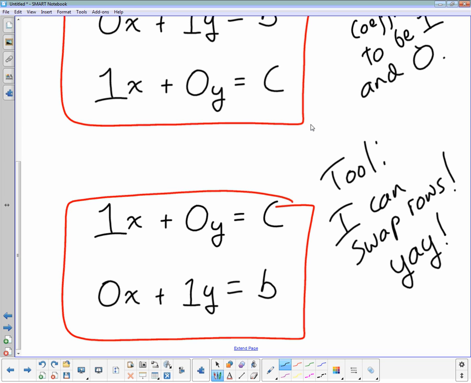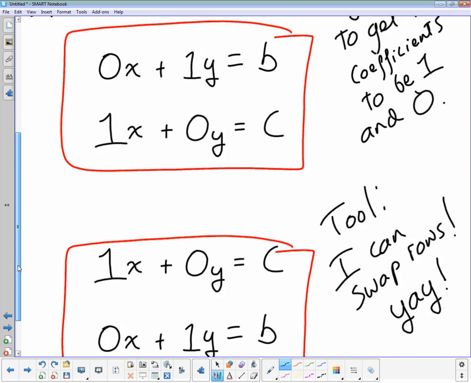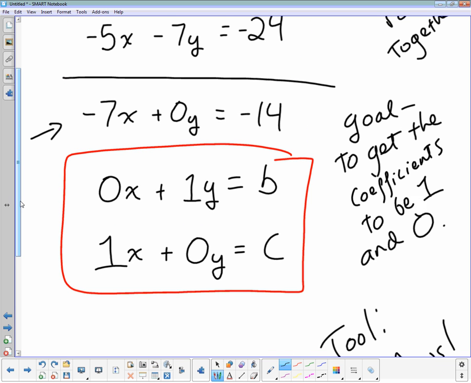All right, but Charlie brought up a good point. Let's go back up a second. All right. How could I proceed from this step? How do I get x all by itself from this step right here? How do I take away the coefficient?